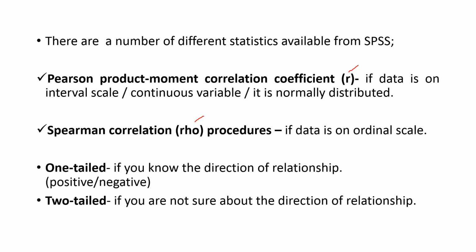And while doing this in SPSS, we will see there is a one-tailed analysis and a two-tailed analysis. One-tailed is used if you know the direction of the relationship, that is, if you know it is going in a positive way or in a negative way. If you are not sure about the direction, we go for two-tailed. So these are one-tailed and two-tailed.